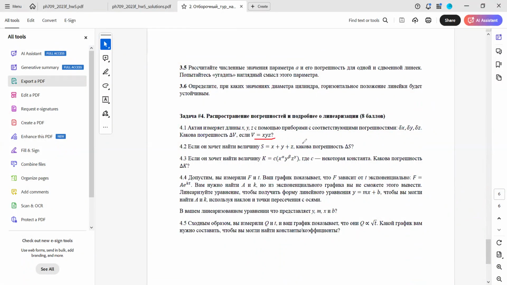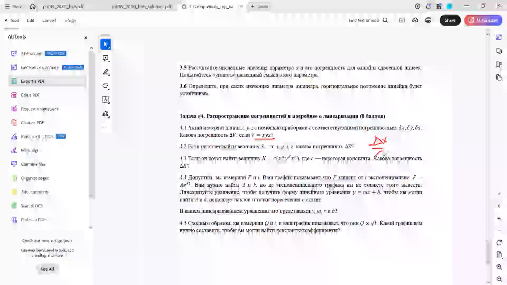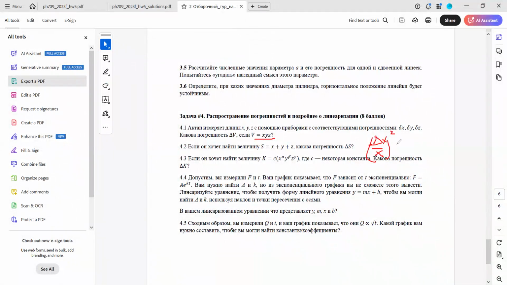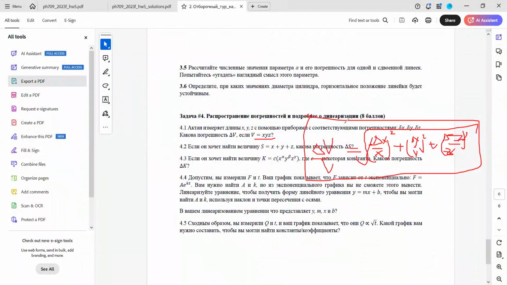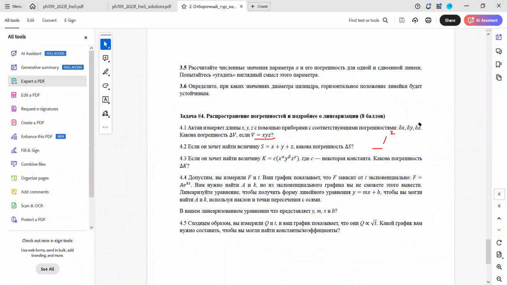In this case, when you take it out, delta x divided by x squared will appear. From the general equation, delta y divided by y squared plus delta z divided by z squared, all in squared form, is your delta g divided by g. You can quickly derive this equation, as I said, from the general universal equation that I wrote earlier.